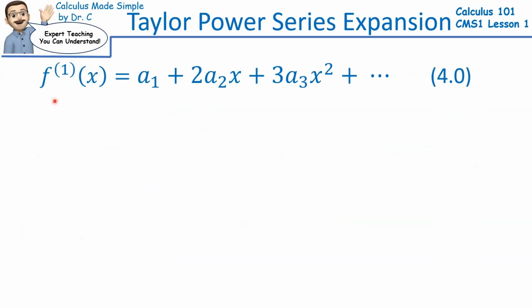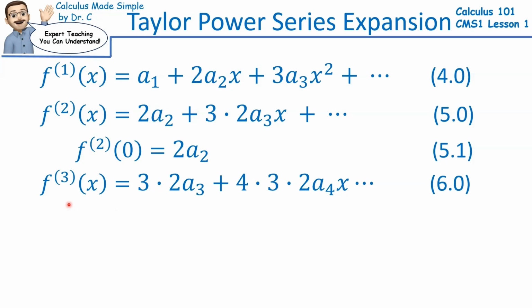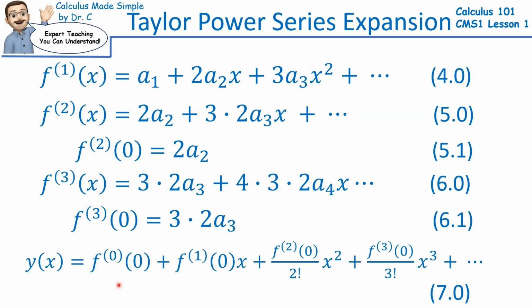Let's continue. First derivative is repeated here. The second derivative is this. Evaluating at x equals 0 gives us 2a2. Third derivative, evaluating that at x equals 0, gives us 3 times 2 times a3, and so forth. When we put it all together, we get what's called the Taylor series expansion.